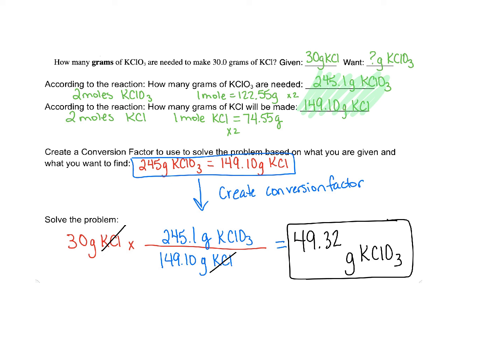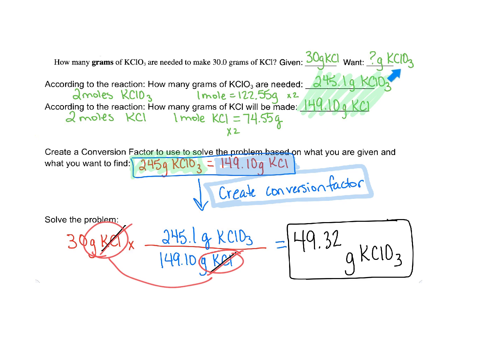According to my chemical reaction, I am going to need 245 grams of KClO3 for every 149 grams of KCl. So since I have calculated that relationship, I can now create a conversion factor. The material that goes on the bottom is going to be the same material as the material I'm given, because remember, I want those materials to cancel out with each other. So that is why I put the 149.10 grams of KCl on the bottom, so that grams of KCl cancels out, because I always start with what I'm given. I'm going to put the material I want to find on the top.